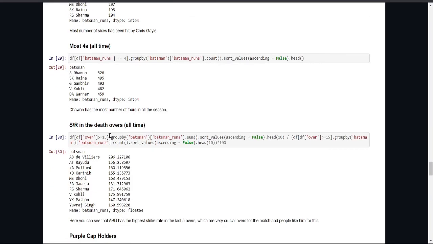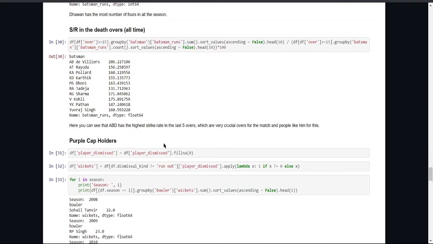Next, we move on to the interesting stats in cricket. Strike rate. So here we have calculated the strike rate of players in the death overs, which is basically between 15 to 20. And we see that de Villiers has the highest strike rate. So this might be the reason why he's most popular among his fans. Because of this strike rate, he has won many matches.